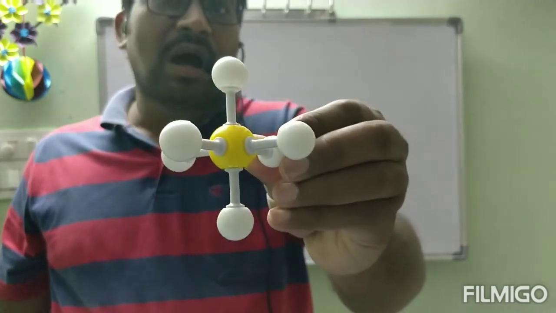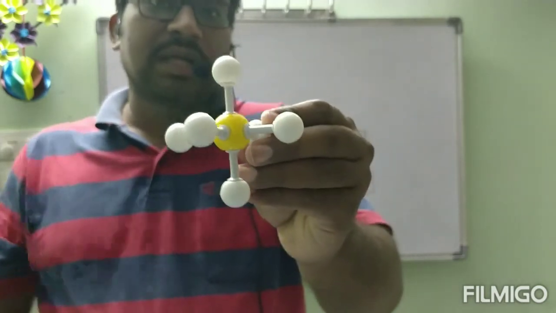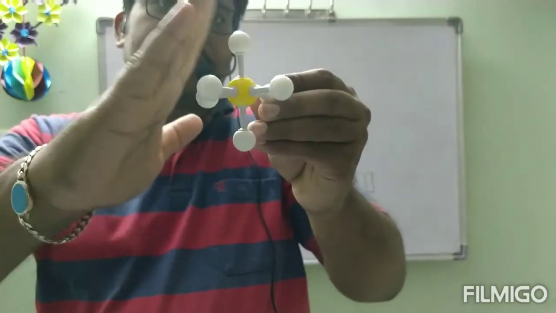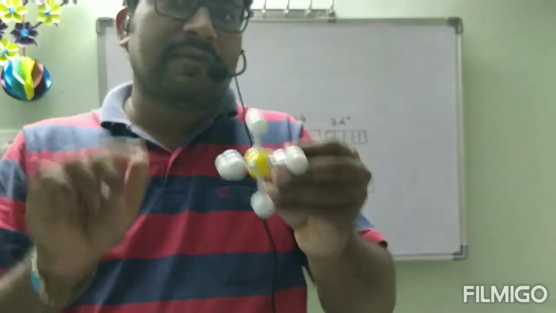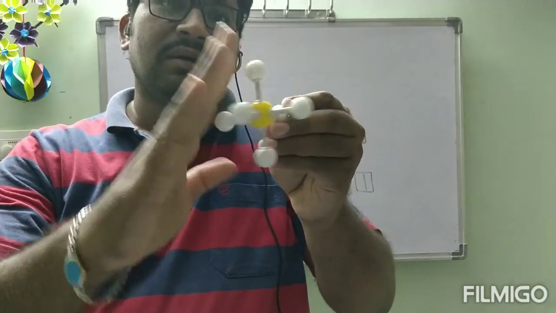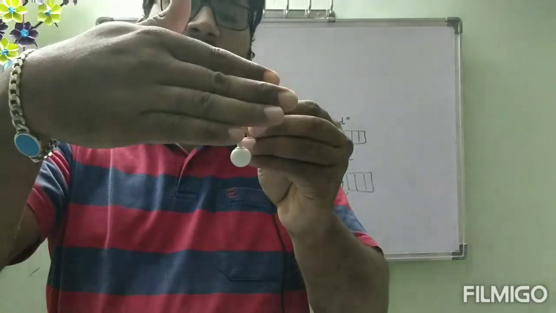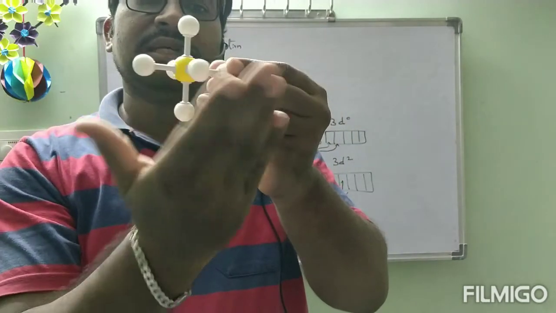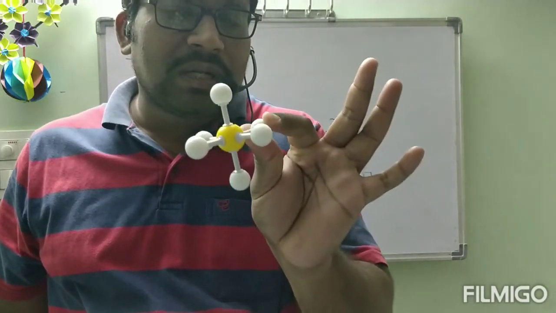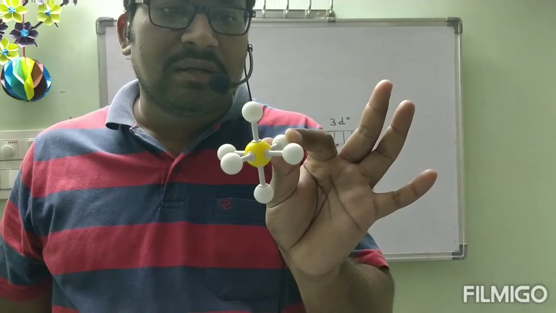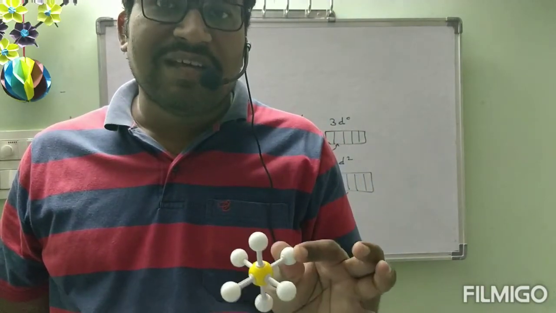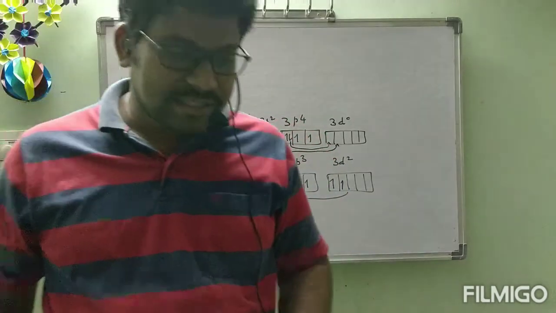This is also called octahedral. Why is this called octahedral? See here, if you join from here to here, it is like a face, we will get a triangle. In a cube, 6 faces are there. Like that, this is one face: 1, 2, 3, 4, 5, 6, 7, 8. How many faces are there for this shape? 8: above 4, below 4. Octa means 8 faces.